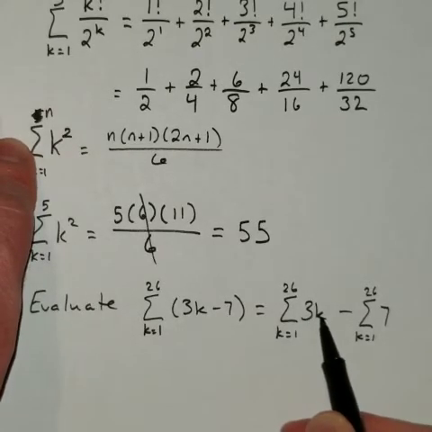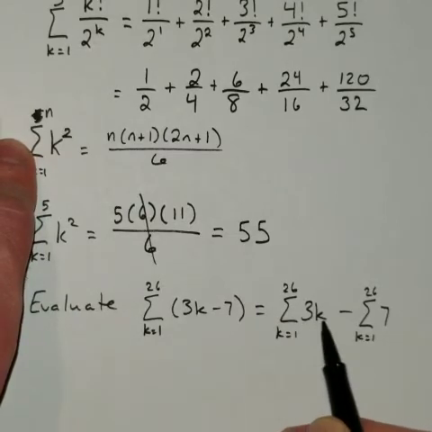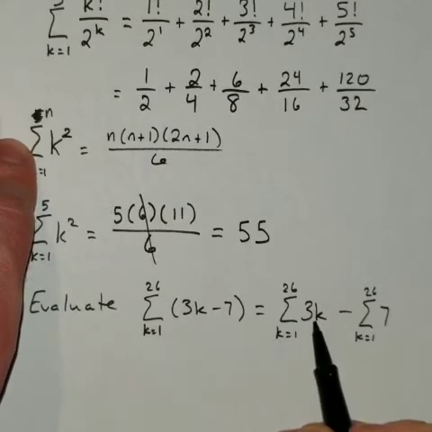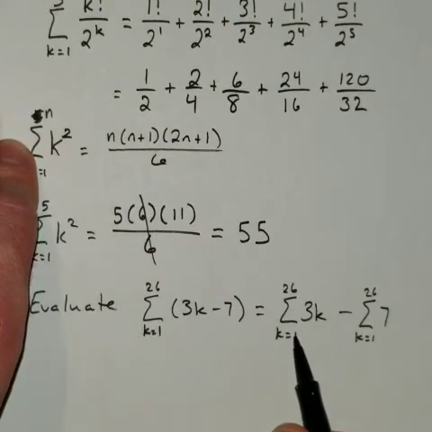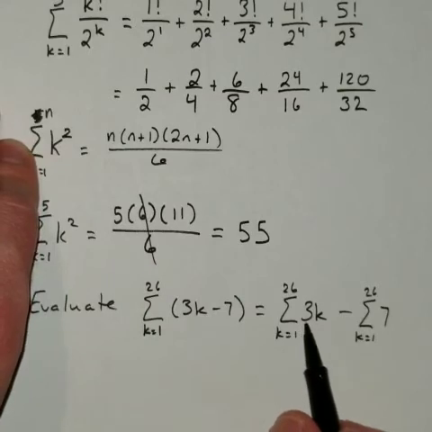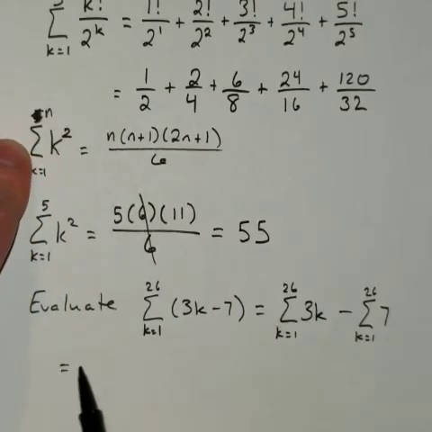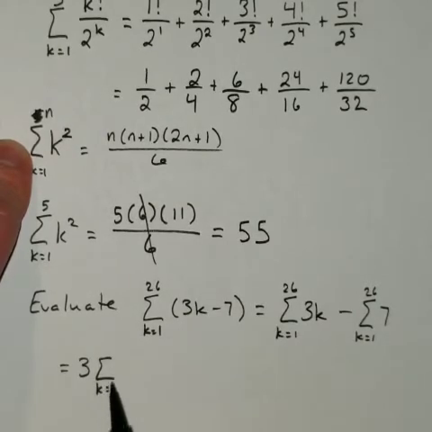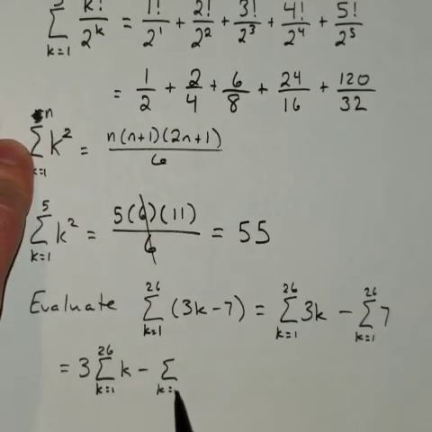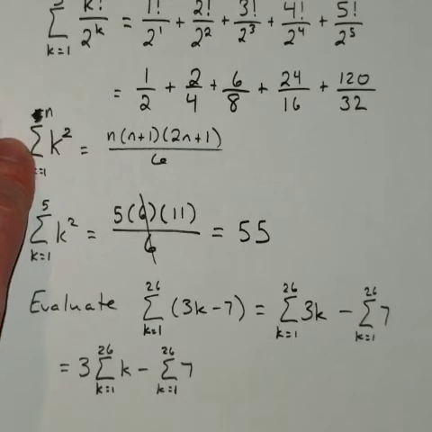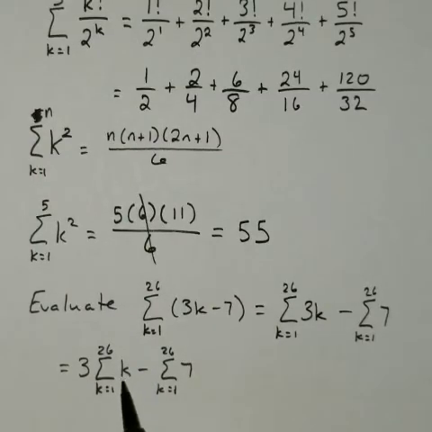Right here I have 3 times a variable, and according to property number 1, which I'm not going to show you right now, but I could if I wanted to, property number 1 basically says that that constant can come outside. So this becomes 3 times the sum, k equals 1 to 26 of k, minus the sum, k equals 1 to 26 of 7. Now there's a formula for the sum of just the k value, which would be adding up 1 plus 2 plus 3 plus 4 plus 5 all the way up to 26.